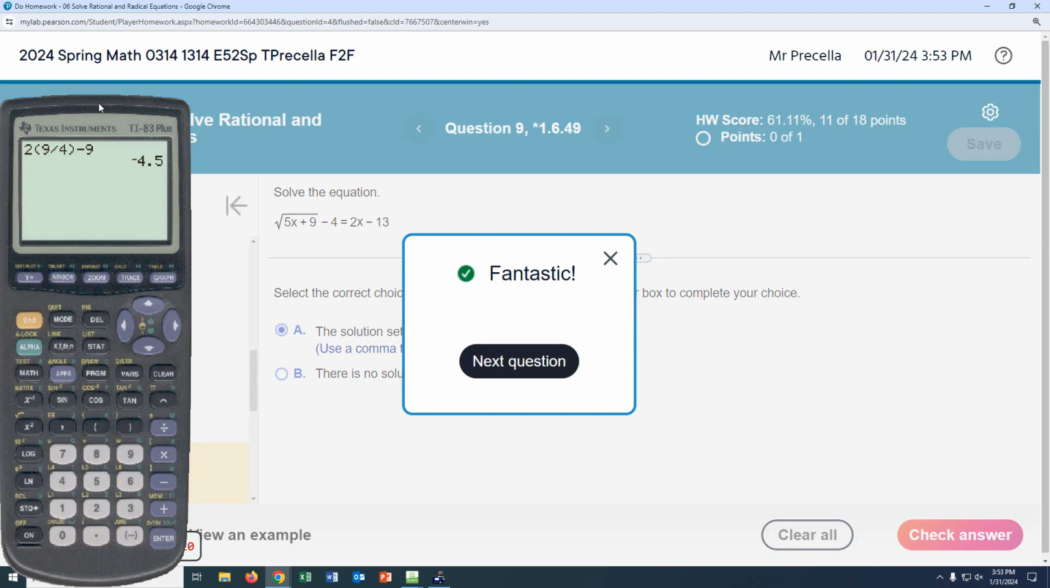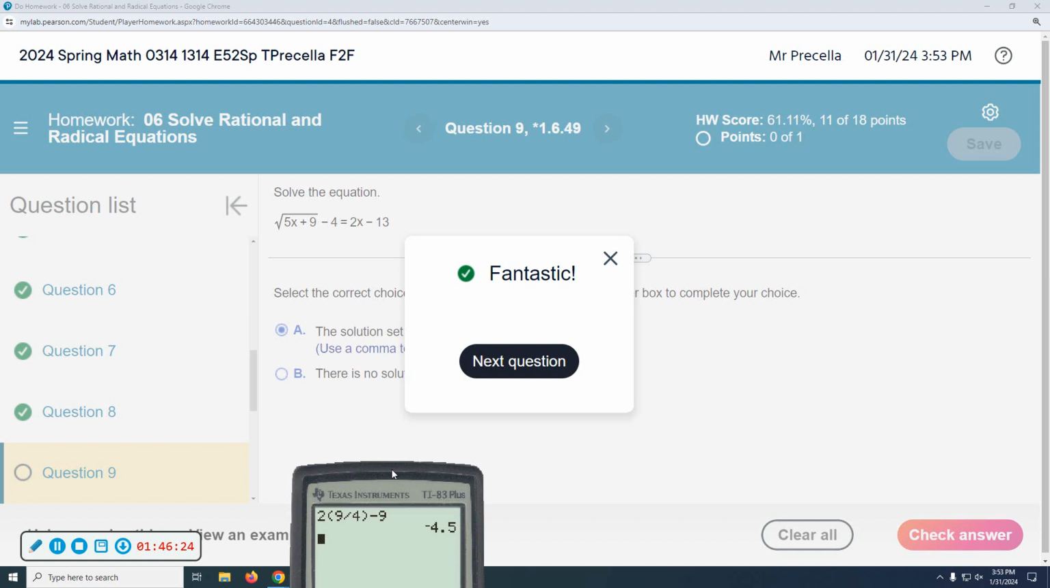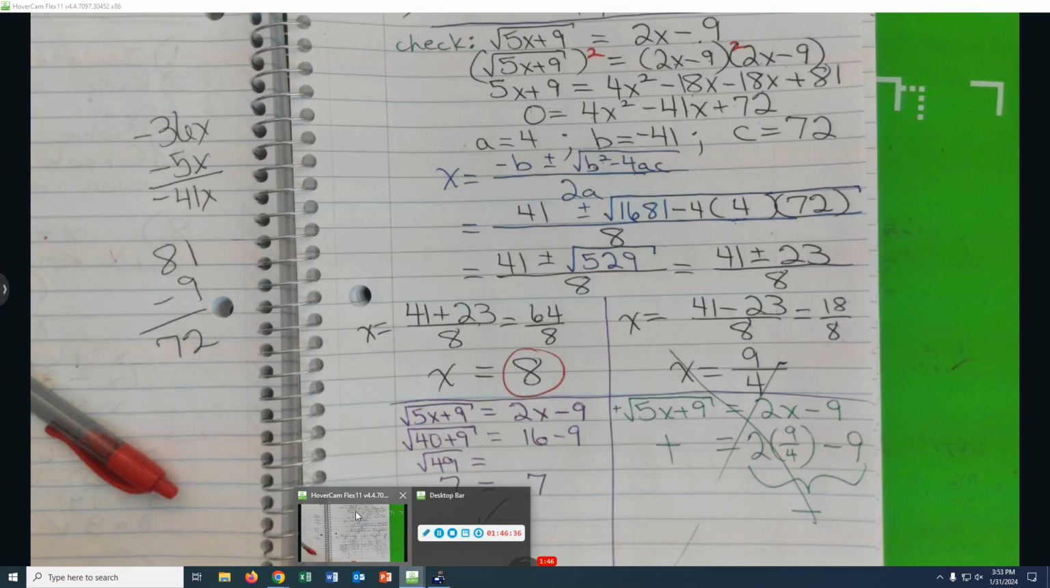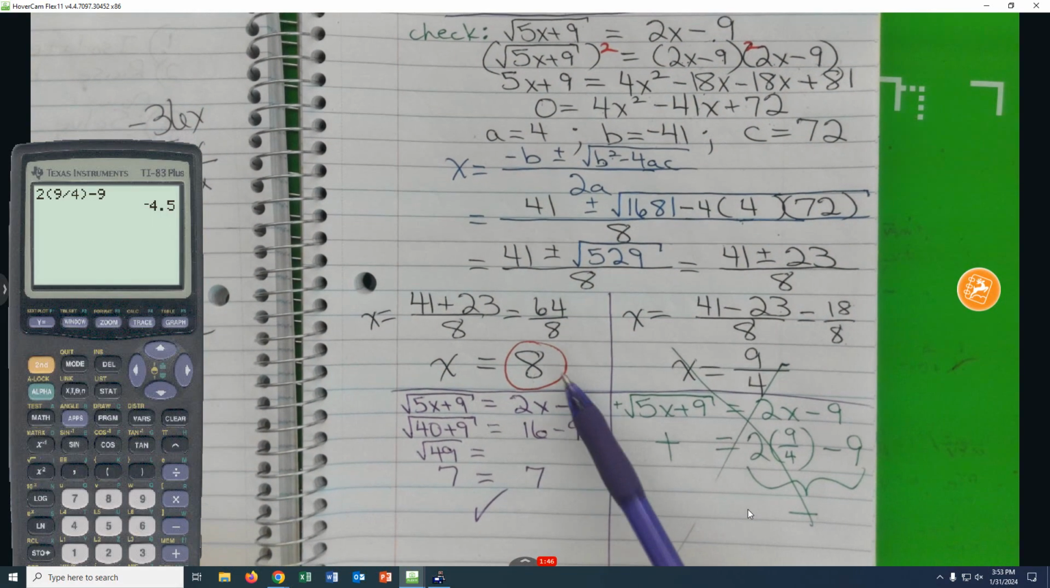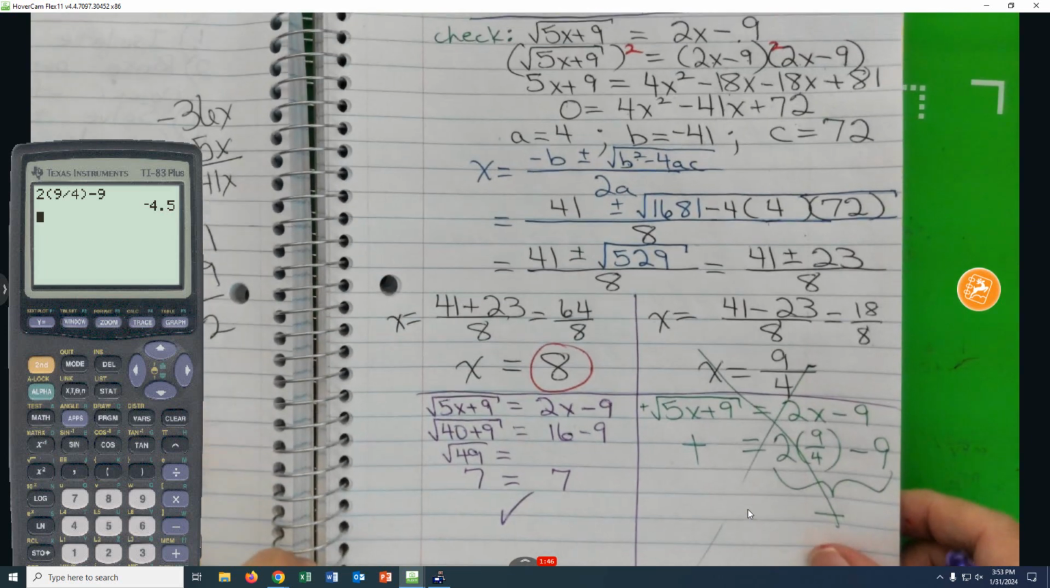Okay, that's the worst one this semester. So we've done the two worst problems this semester. What was the other one? That rational one? Oh, I see. Okay, switch back so they can see the answer. So the answer is x equals 8.